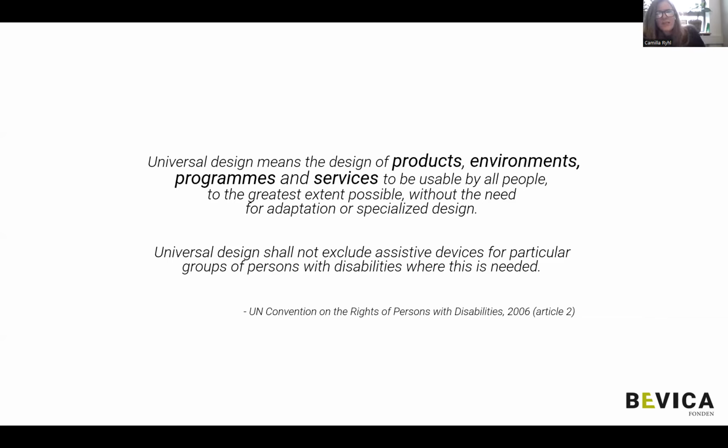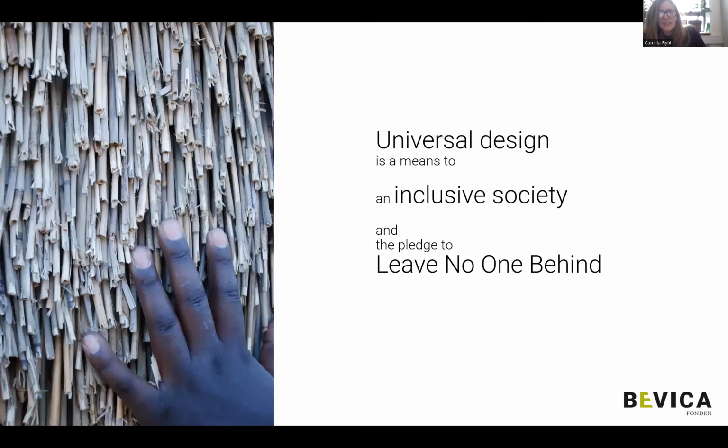So in order to actually design our society so that it is inclusive and dignified, but also so that it actually meets the pledge that we've made by ratifying the CRPD, we believe that we need to understand universal design as a means, as a tool to both increase and design an inclusive society, but also to meet the pledge to leave no one behind.